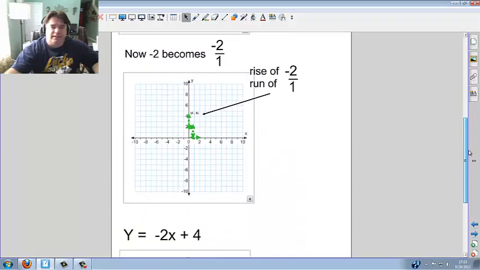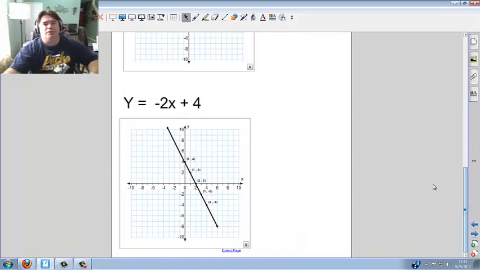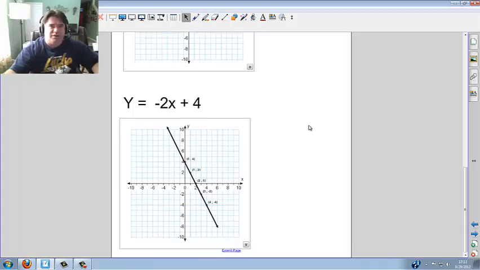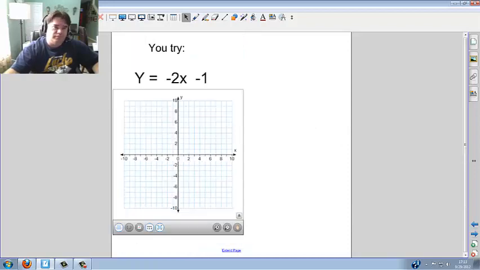Like this. See how it's going down 2 over 1. You still go to the right one every time. Whether you go up or you go down, you still go to the right. The question is, can you go left? Yeah, but then you'd have to reverse your up and down for your positive and negative, and you really don't want to do that. It just causes more trouble than it's worth.